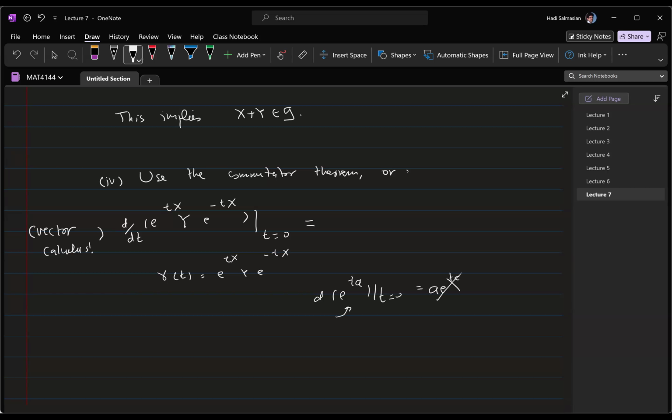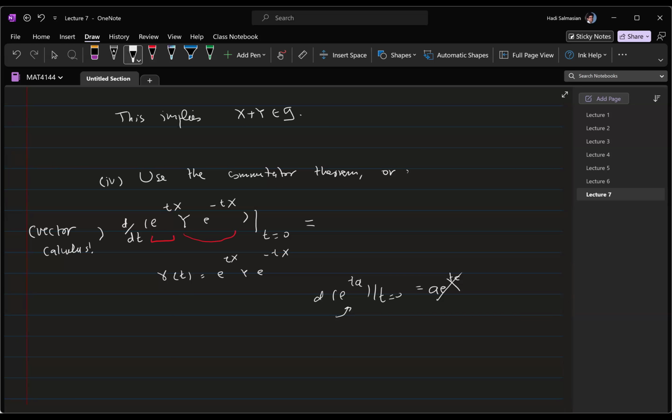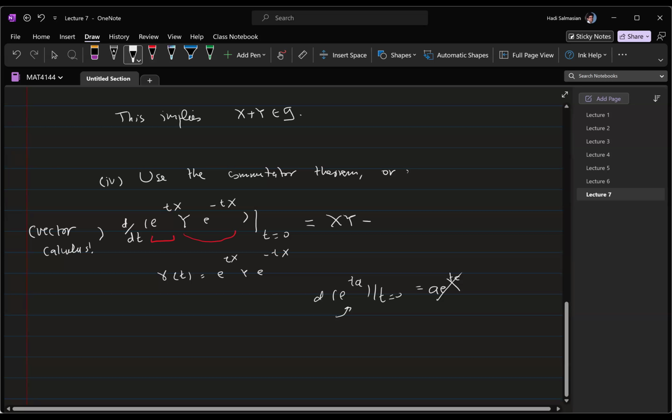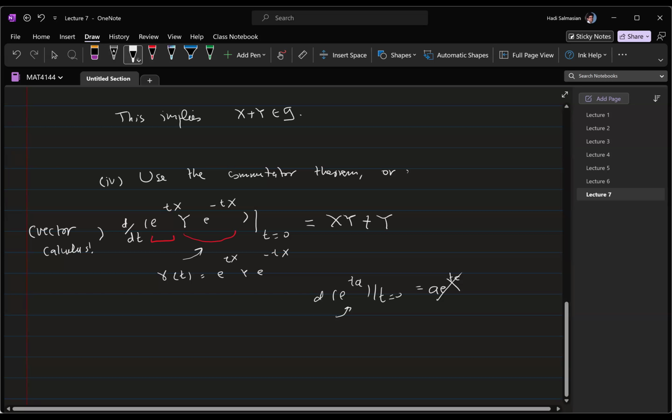So when you differentiate the first guy here, you get x. Then you evaluate the other guy at 0, the e to the minus tx disappears. It becomes the identity matrix, so you end up with y. So you get x times y. Now you add the first guy evaluated, which is identity, times the derivative of this guy. The y is a constant, so you have to differentiate e to the minus tx.